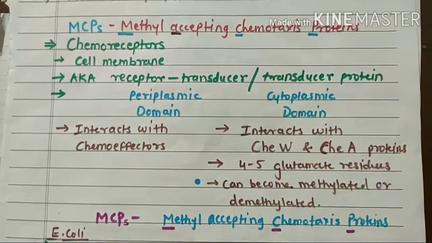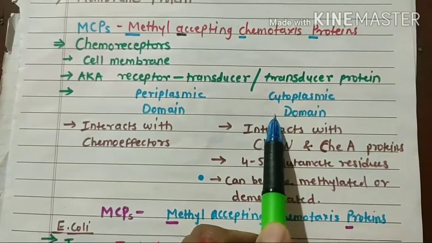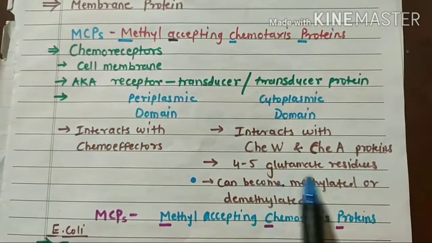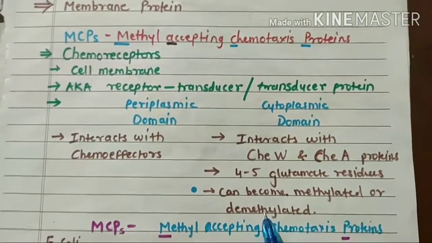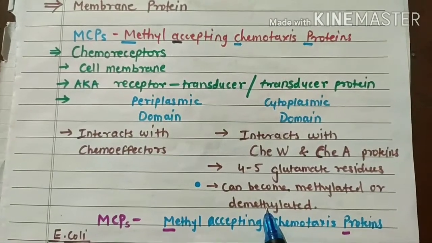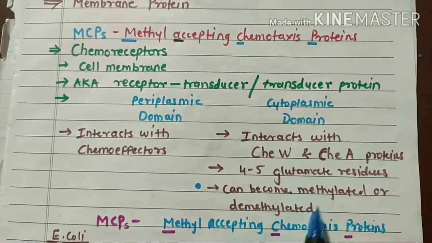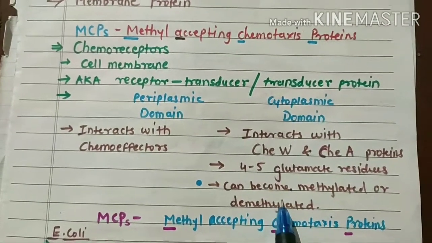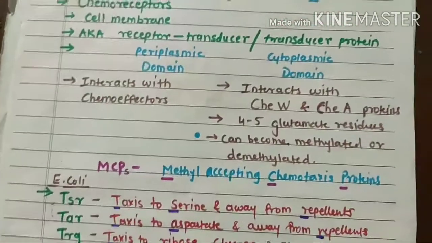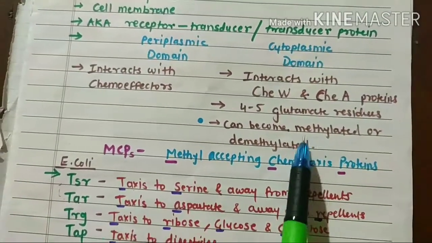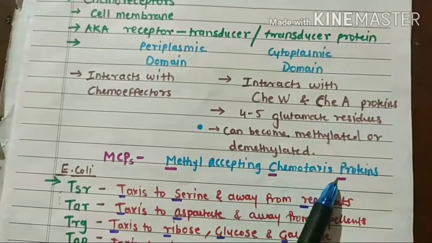Also, the very interesting fact about the cytoplasmic domain of MCP is that it has 4 to 5 glutamate residues which can be methylated or demethylated with the help of CheB and CheR proteins. We will see how this methylation and demethylation of MCP is significant in the chemotaxis signaling pathway. And as they can methylate and demethylate these proteins, they are named methyl accepting chemotaxis proteins.